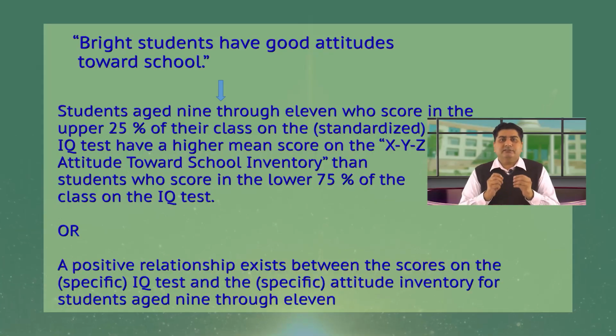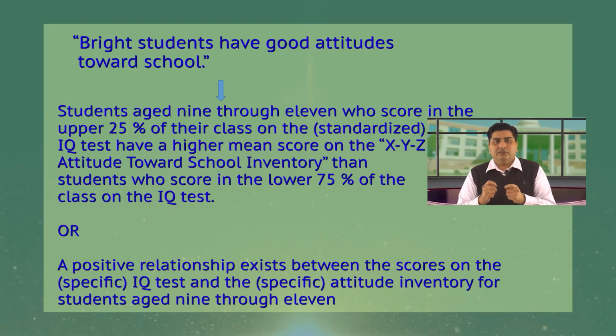Another version could be: a positive relationship exists between the scores on the specific IQ test and the specific attitude inventory for students aged 9 through 11. These both are correct hypotheses, though the way to proceed, the way to measure and the way to analyze will be different in both cases. Here in this statement, the hypothesis is shorter than the initial statement. It includes an expected relationship and it is testable.